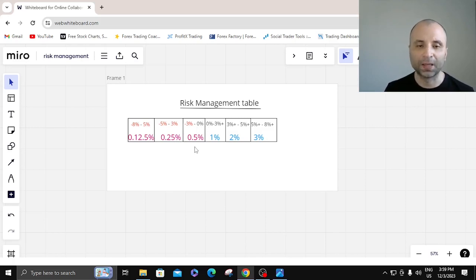Also the same, if you start to gain, let's say you gain 2%, then you're going to be risking 1% per trade. And if you are between 3 and 5%, you can risk 2%. And when you are between 5 and 8%, you risk 3%, and so on and so on. It doesn't matter the values here. You can create your own risk management table according to your trading psychology.